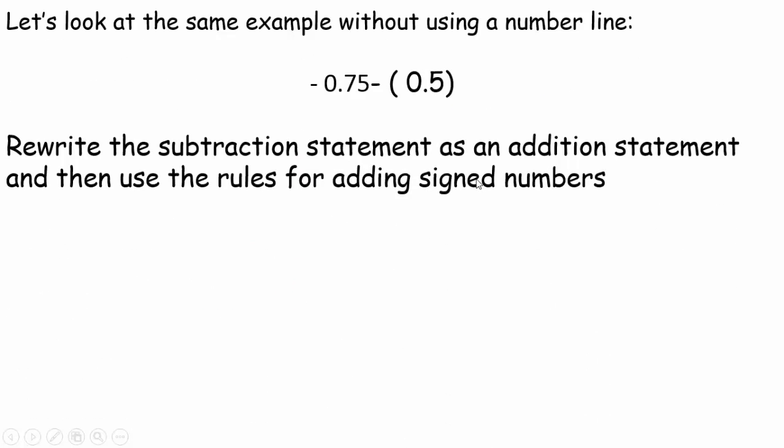All right, let's take a look at the same example without using a number line. Rewrite your subtraction statement as an addition statement, then use the rules for adding signed numbers. So again, we always change our subtraction to addition, then we take the opposite of the number that was being subtracted. We were subtracting 0.5. The opposite of 0.5 is negative 0.5. So that becomes plus a negative.